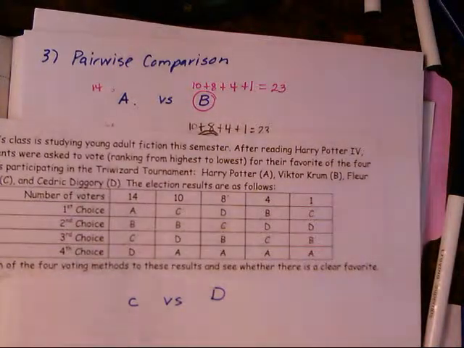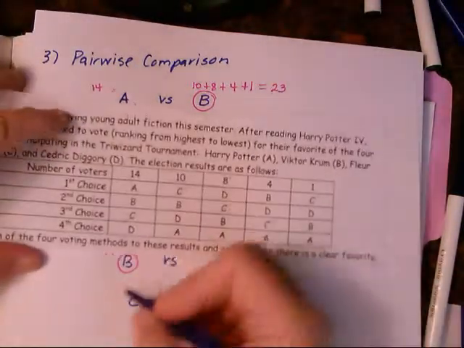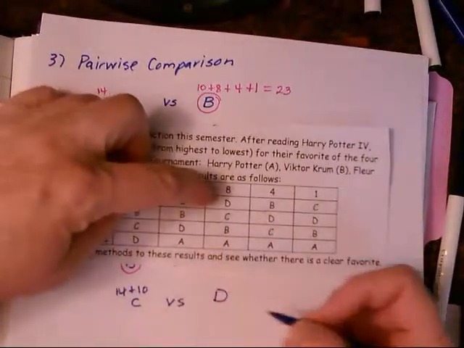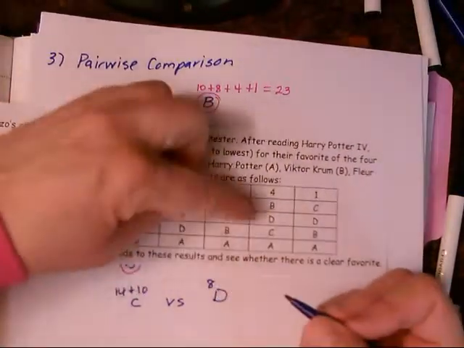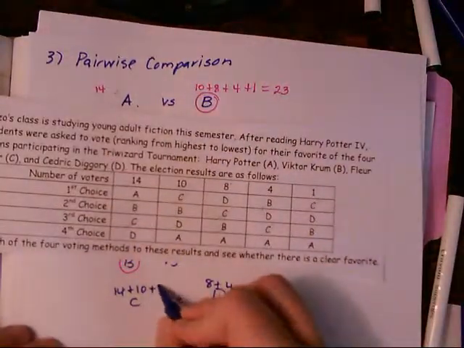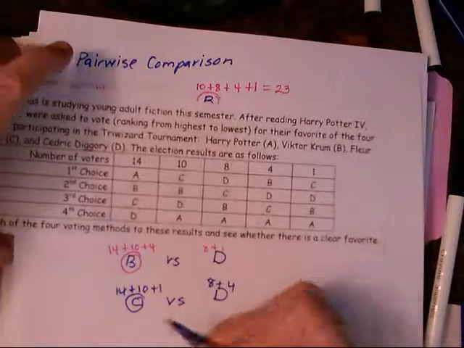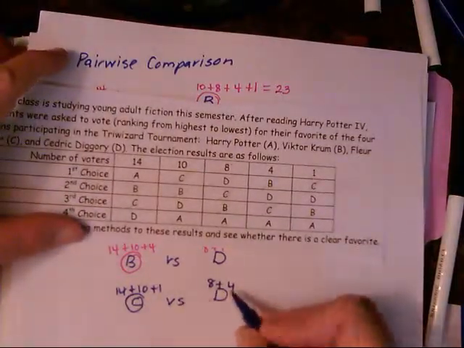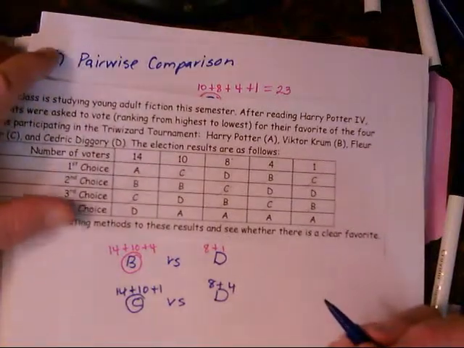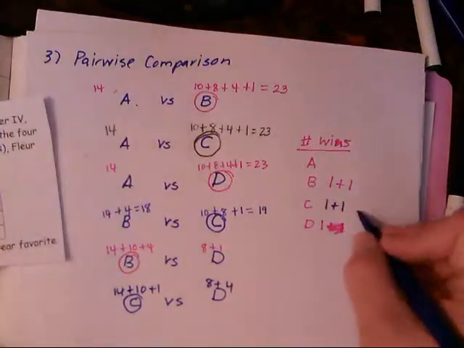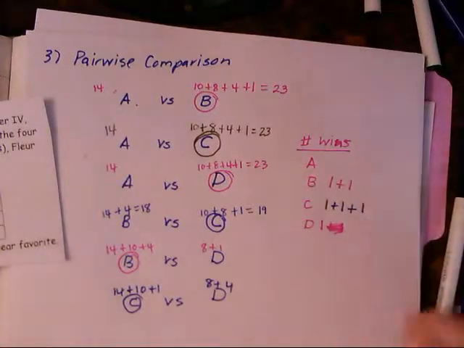Okay, going down the first column. Do they like C better? Yes. 14. These like C better. These like D more. And these like C more. Again, C is liked more than D in this one. We get 25, and that's just 12, right? So C is the winner here, so I add another one to C.